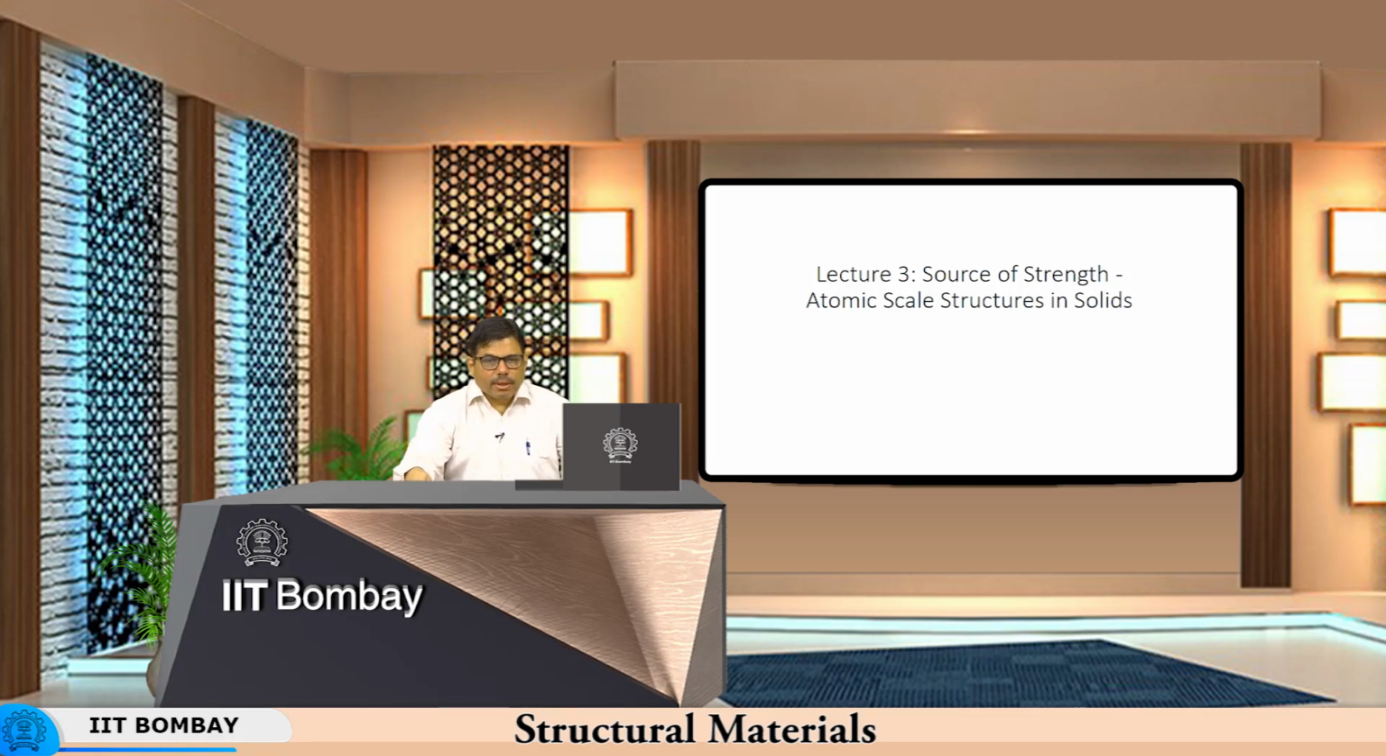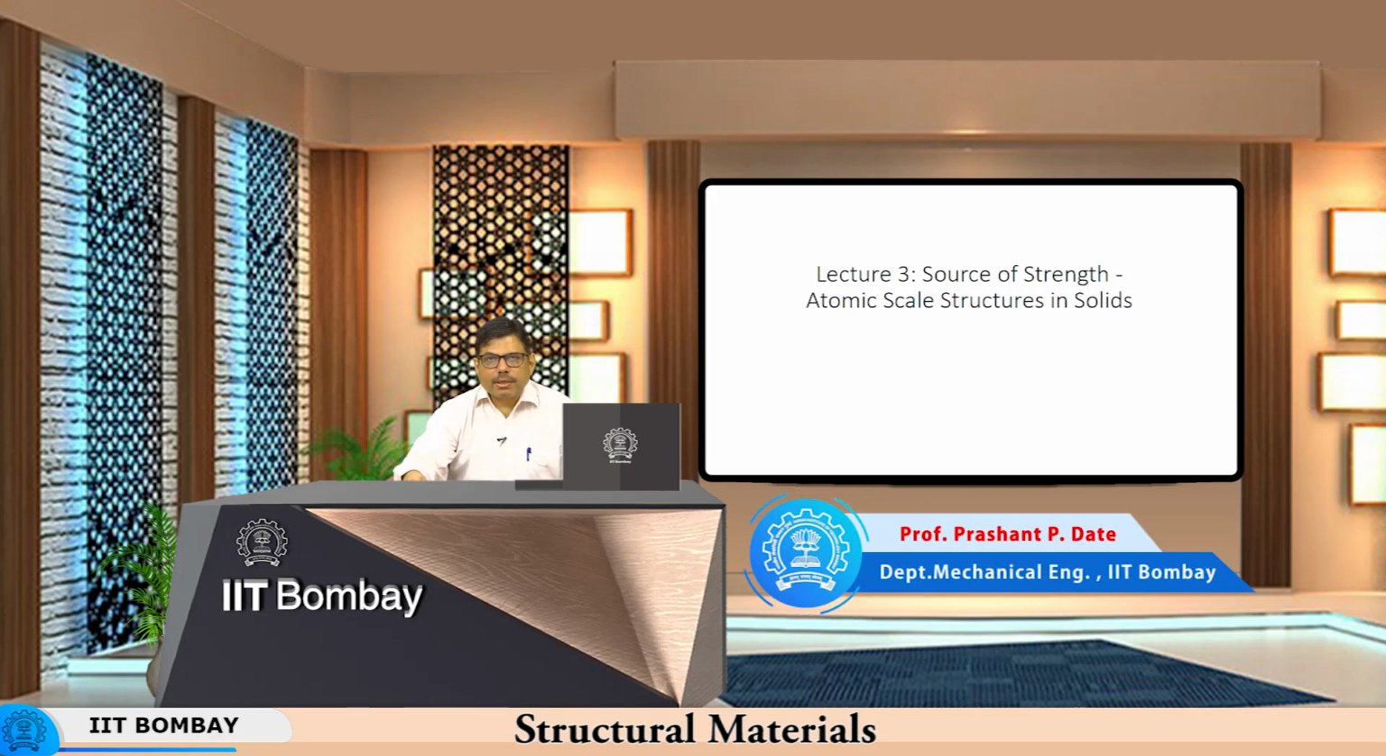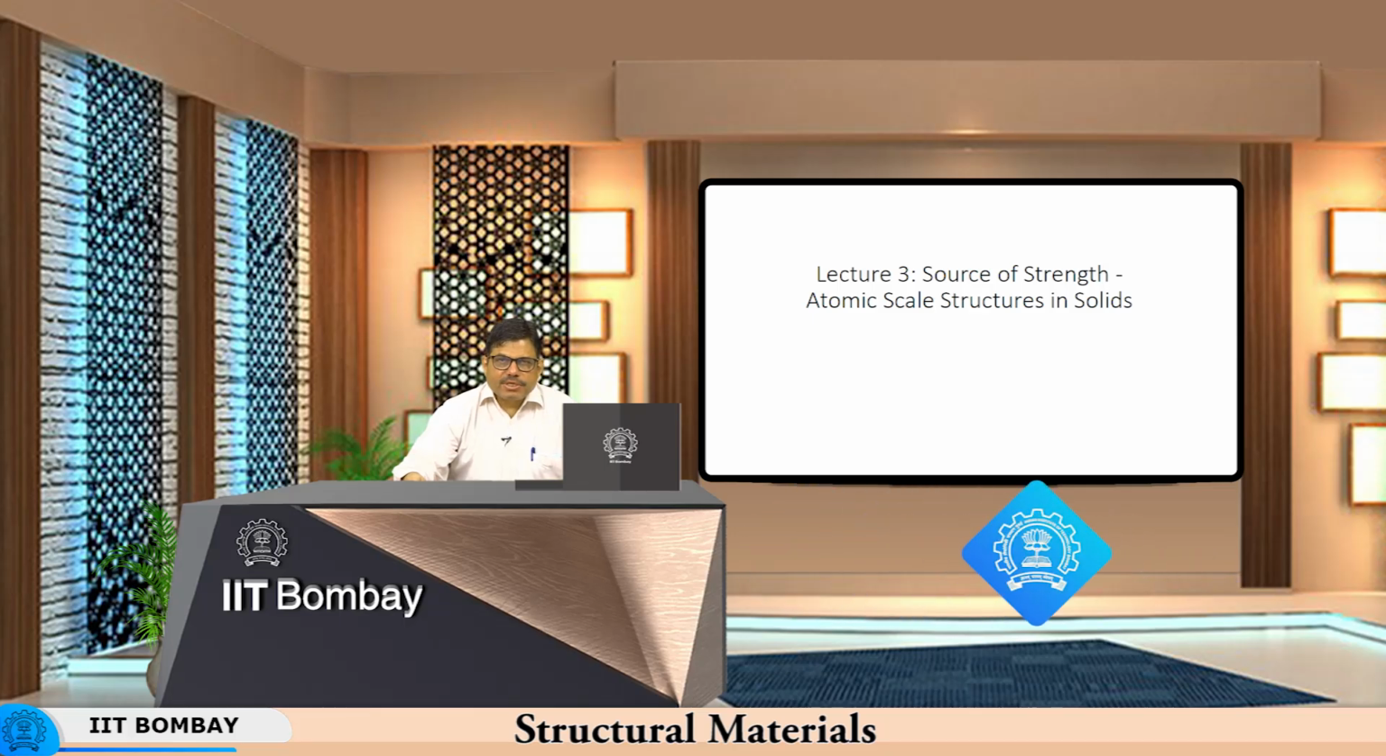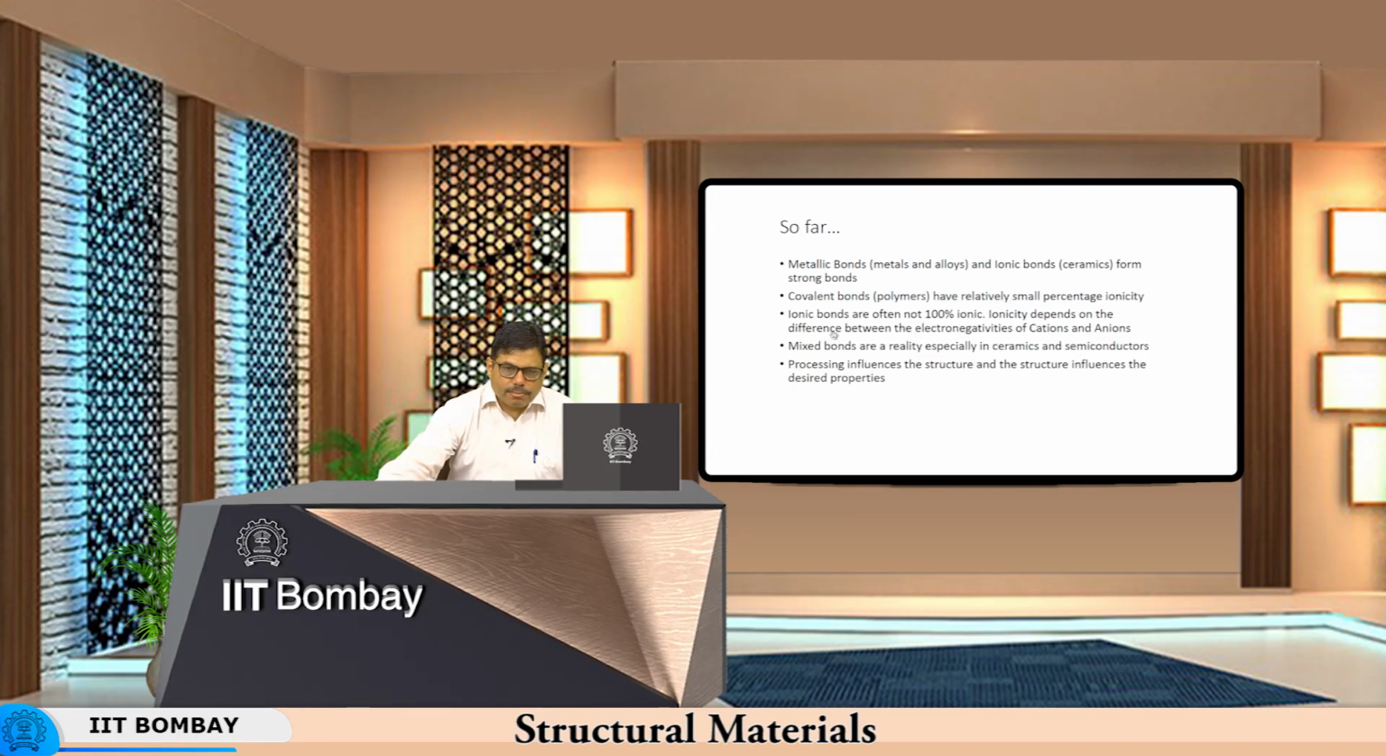Good morning. Today we will see another source of strength in structural materials, namely the atomic scale structures in solids. We have been saying that in structural materials it is all about strength, and so we need to investigate where the strength comes from. Now we have seen that the strength comes from interatomic bonding, from the metallic bonds, particularly the ionic bonds in ceramic materials.